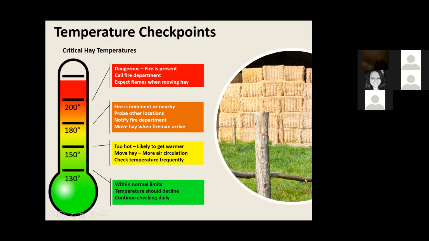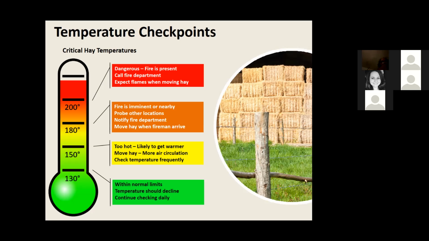Get them all pulled up there. So 130 degrees, and this is Fahrenheit, is within normal limits. Temperature should decline and continue to check daily. When it gets up to 150 degrees, that is too hot and it's likely to get warmer. You need to move the hay and create more air circulation. Check the temperature frequently.